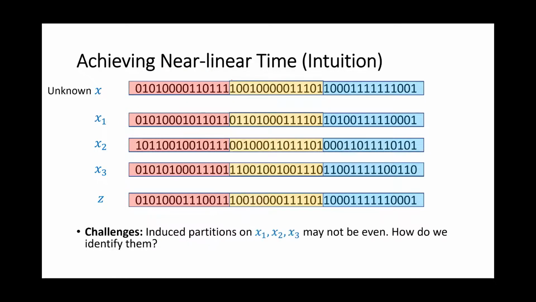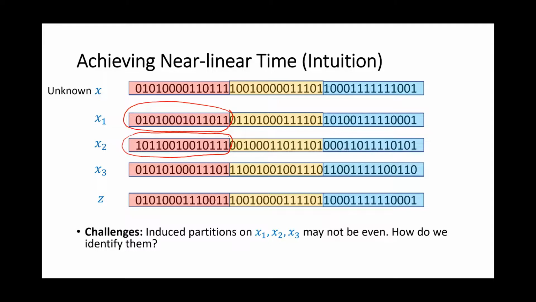And if each of these blocks are close enough, then of course, as a whole, they will also be close. But the challenge here is, how do we identify them? Because we don't know X. We only have x1, x2, x3. So how do we know which portion of the block of x1 corresponds to which portion of x2? Because as I mentioned, they may not be evenly partitioned in all the traces.